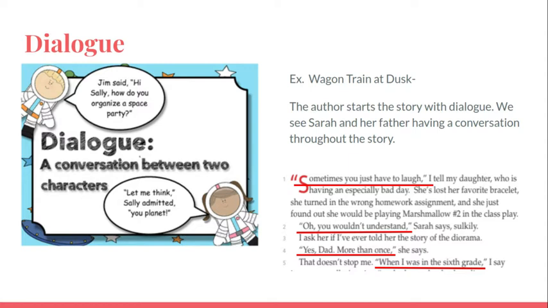So you'll know it's dialogue because you'll see quotation marks. If you look at the example I put, you can see from Wagon Train at Dusk, you can see where I underlined where each person was talking. And you know because there are quotation marks after each sentence and before it.